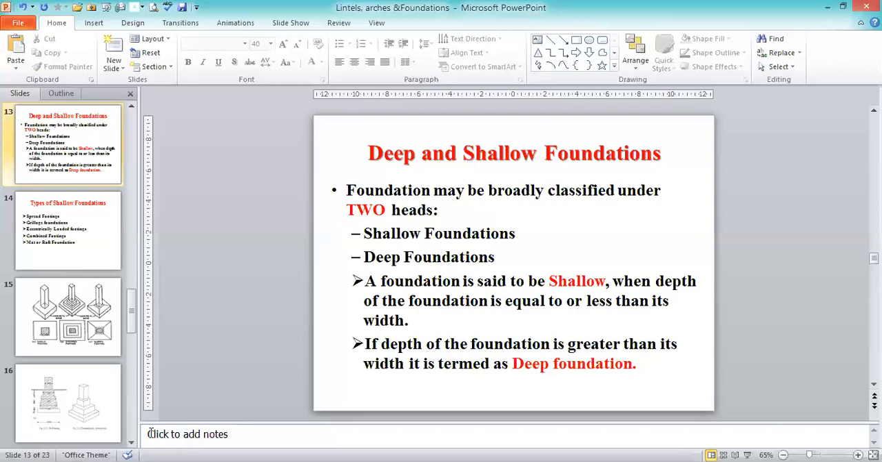Make sure that your foundation is strong enough to take care of all the loads, whether it is dead load, live load, or wind load. To take care of all that, it must be stable enough for the given loading conditions. So that is shallow and deep foundations.